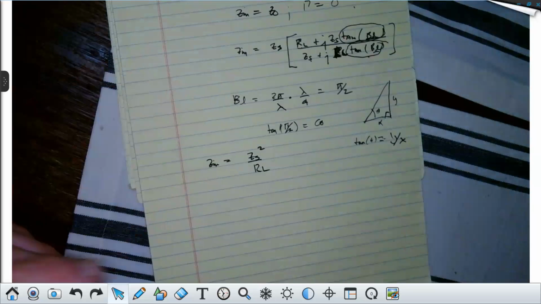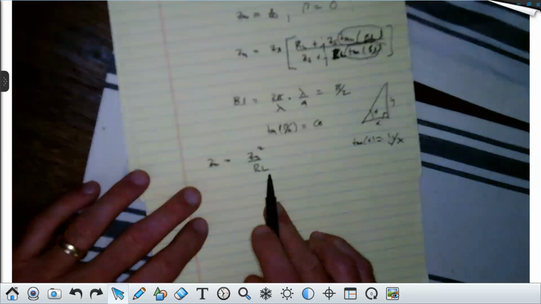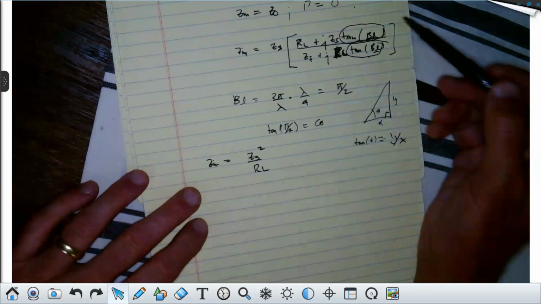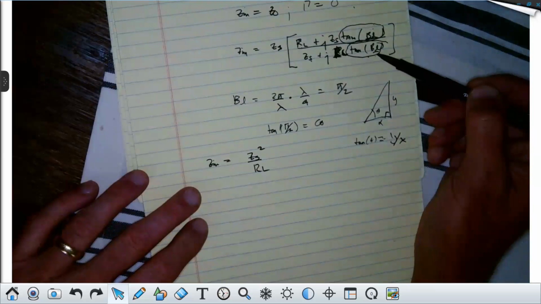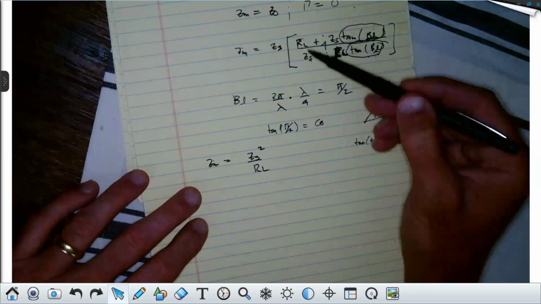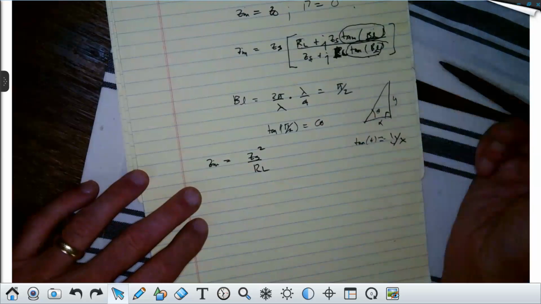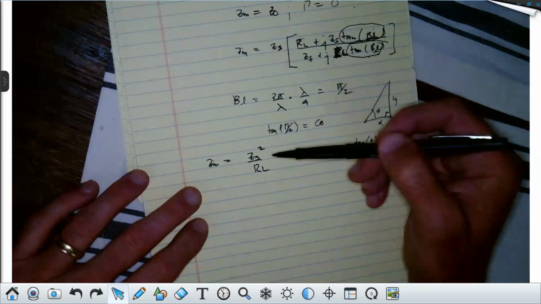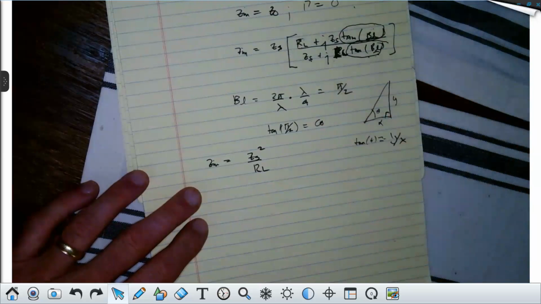Can you all see that? Now, if the line is a quarter wavelength long, necessarily the tangent is tending to infinity. So the RL and Zs over here become inconsequential. The j's cancel out, and I have Zs squared divided by RL. Do you see that?